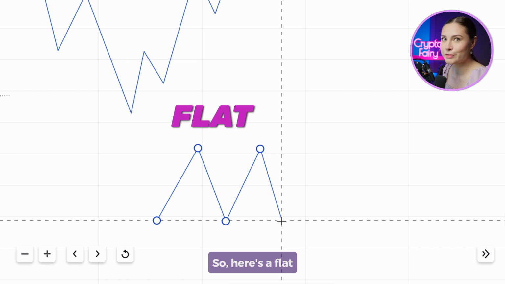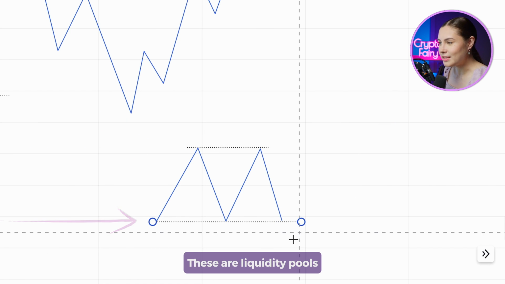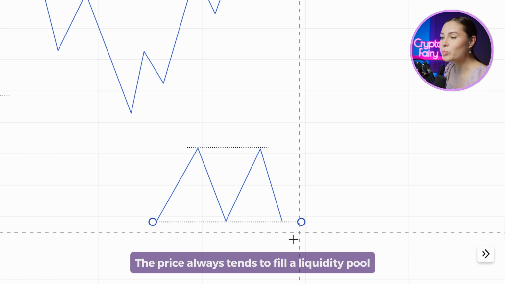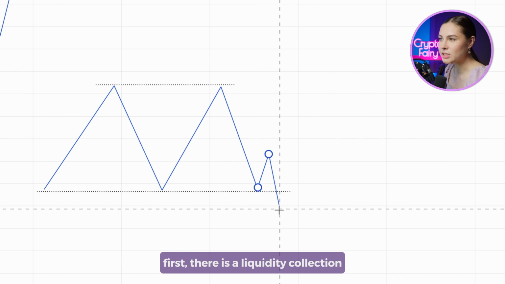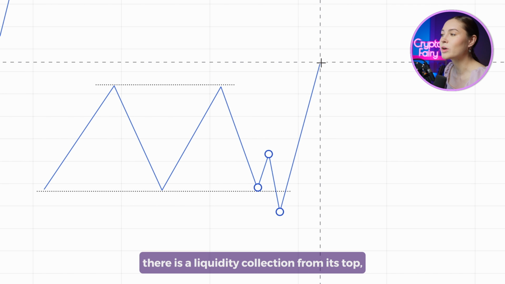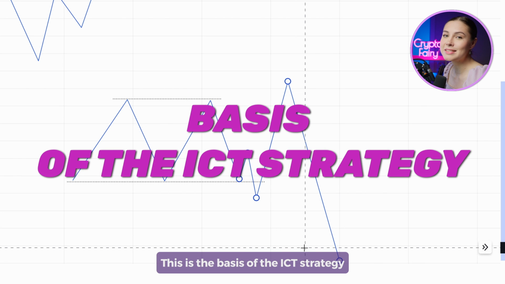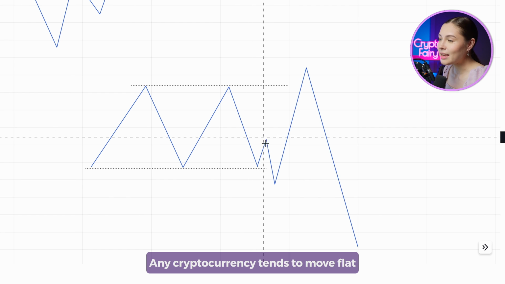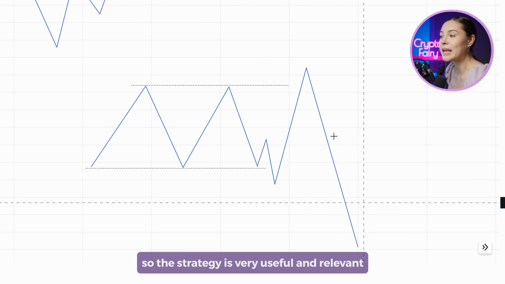If you look at the flat, the essence of the strategy is going to be clearer. So, here is a flat. There is liquidity above and below it. These are liquidity pools. The price always tends to fill a liquidity pool. It's often the case that first there is a liquidity collection from the bottom of the flat, then there is a liquidity collection from its top, and only after that there is a true movement. This is the basis of the ICT strategy. Any cryptocurrency tends to move flat, so the strategy is very useful and relevant.